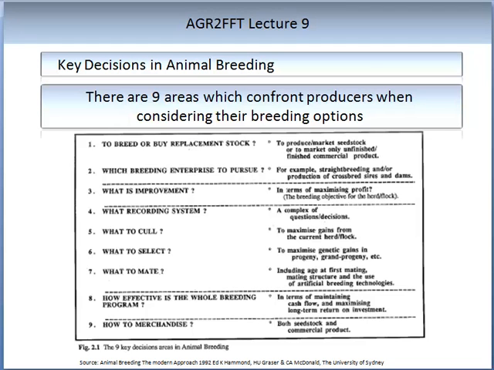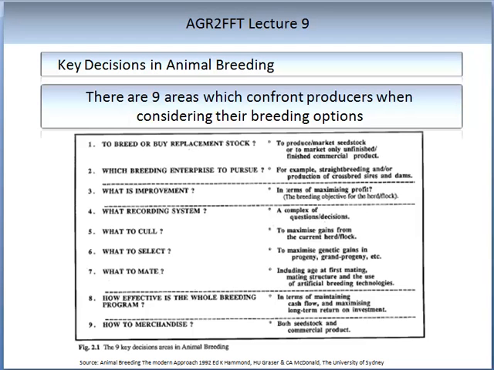Number 4, what recording system will you use? It is important in breeding programs that you keep comprehensive notes. That is because breeding by its nature is complex. There are many decisions, many questions, and many outcomes that you need to record and keep track of.